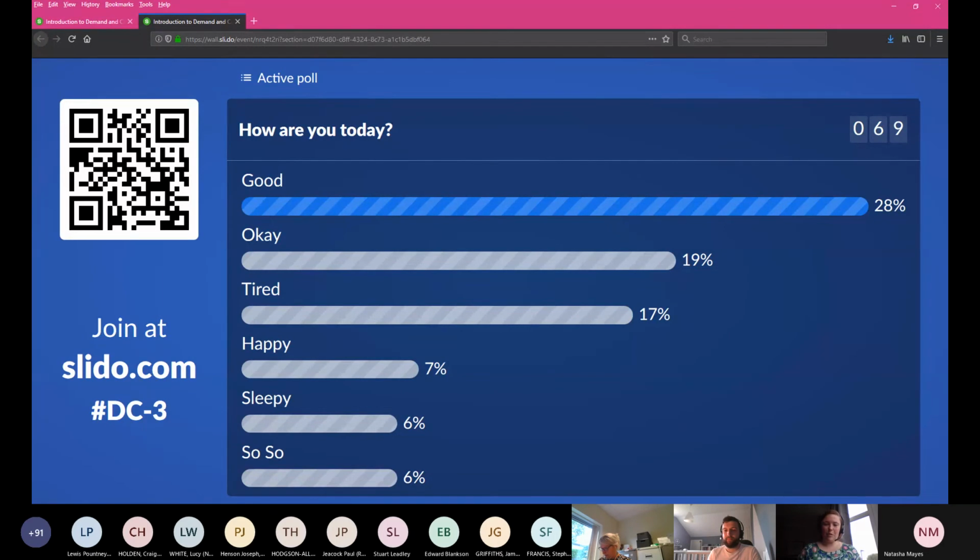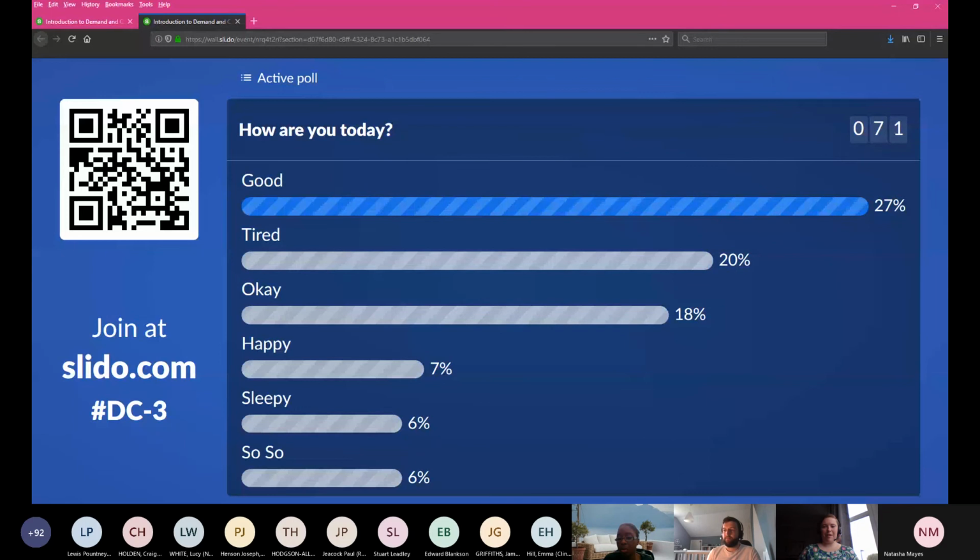I can see that there's a lot of people still joining us as well, so they'll be just getting themselves onto Slido at the moment, I guess. Okay, encouraging stuff. I'm glad to see that people are feeling good. I totally relate to the tired, and the okay is just the reality of how people feel on certain days.